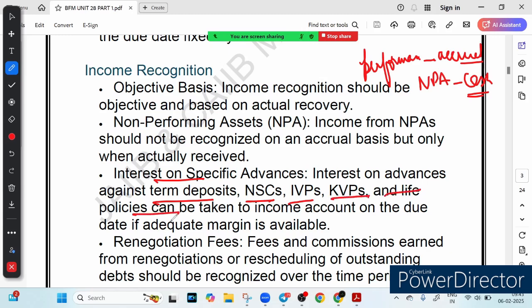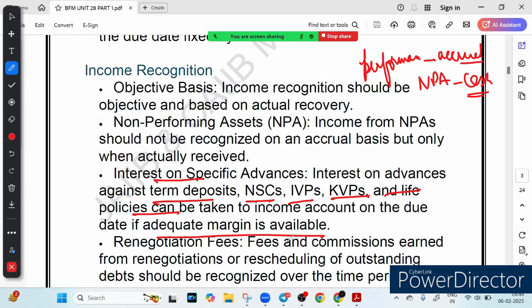Suppose adequate margin is available. In that case, the bank can count the interest as income. Just now we have seen that we have two kinds of asset. For performing assets, the accrual system is used. For non-performing assets, the cash based system is used. And if the loan is backed by fixed deposit, NSC, IVP, KVP, or life insurance policy, and there is enough margin, then the bank can count interest as income. Okay, that is the point.